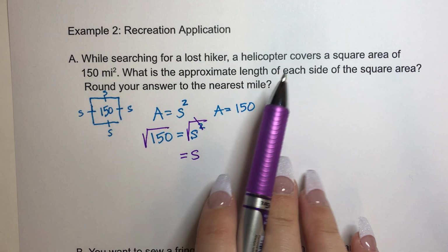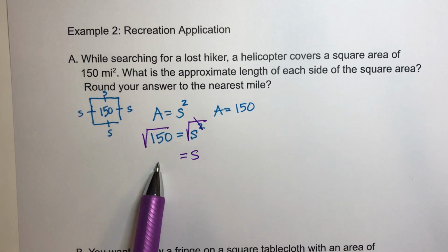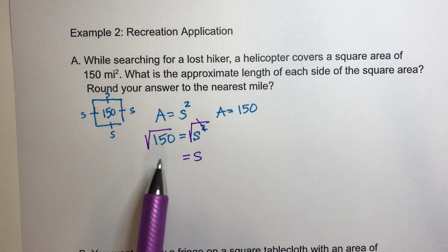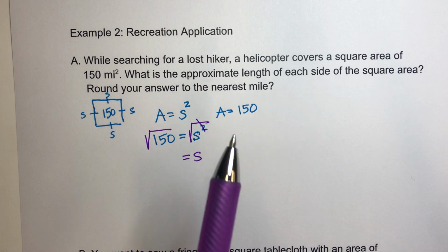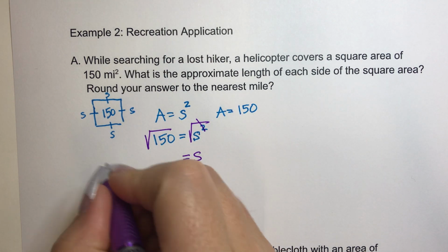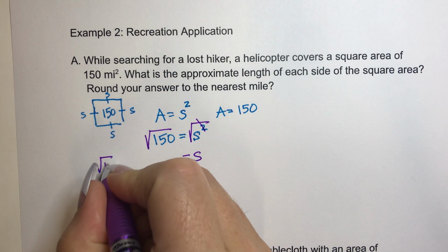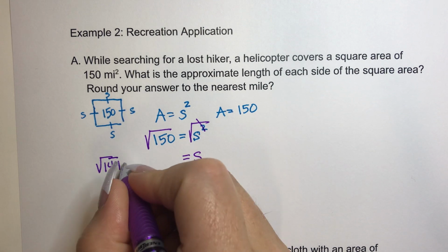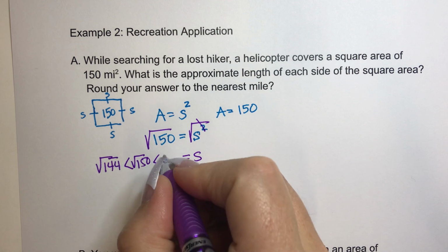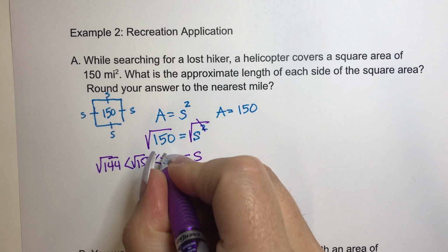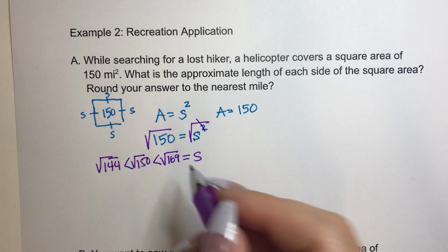So it says, what is the approximate length of each side? So we just need to know what two numbers this is between. So let me think. 12 squared is 144, and 13 squared is 169. So I'm going to say it's between those two numbers. So it's between 144, and this is 150, and 169. So it's between those numbers.